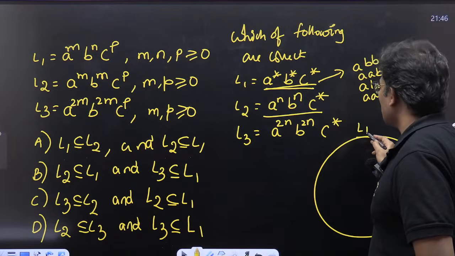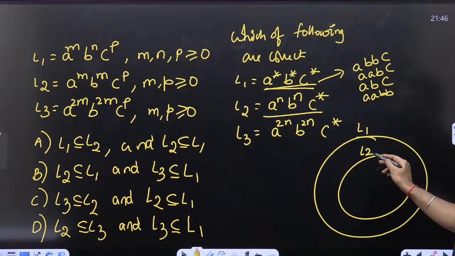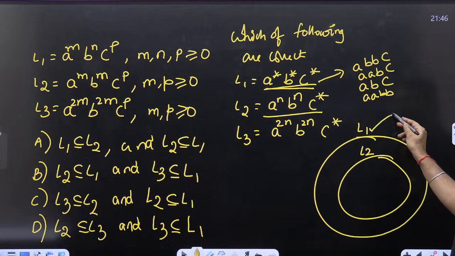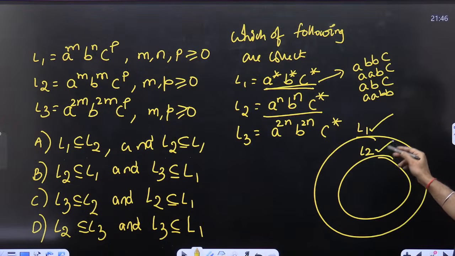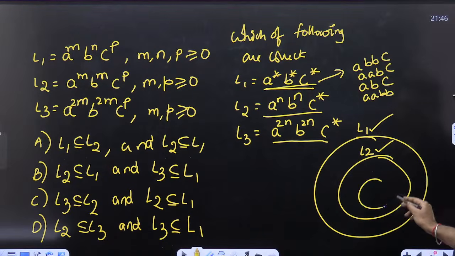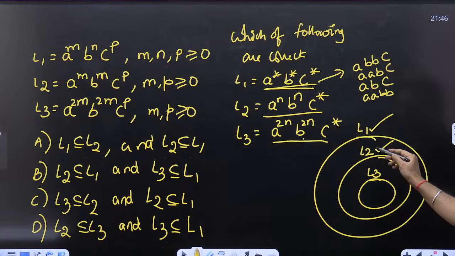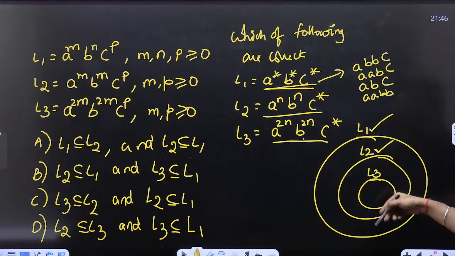So this is L1 and equal number of A's and B's will be here in L2. L1 has any number of A's and B's, but L2 has equal number of A's and B's. Now L3 is an even smaller set, right? Which is even number of A's and B's. Here equal number of A's and B's. So this is the relation, right?